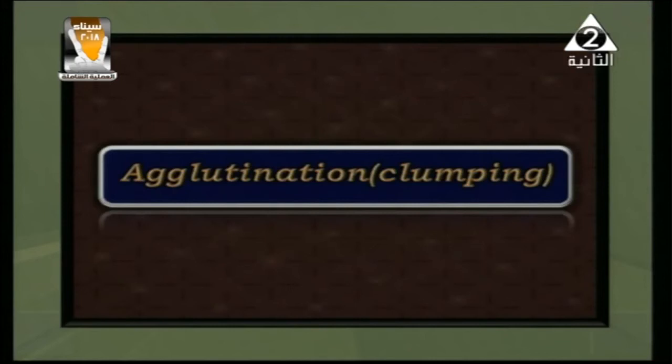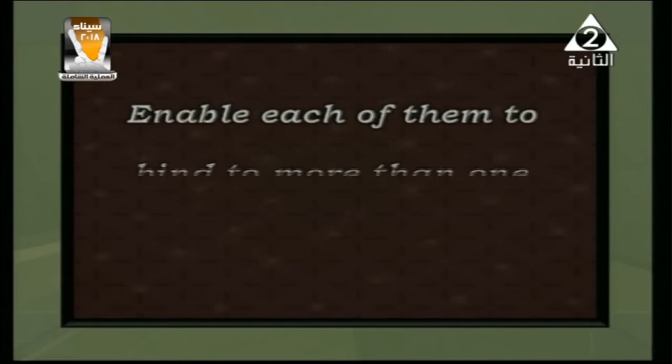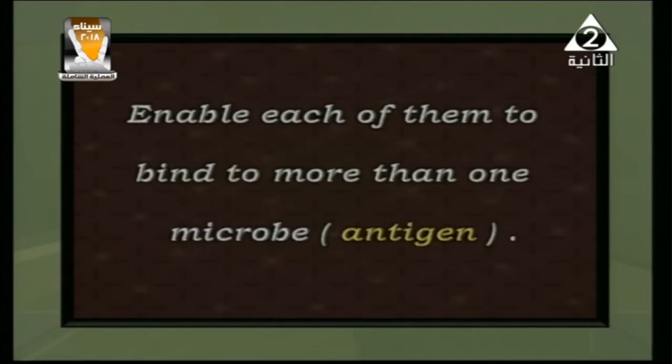Agglutination or clumping. We need to remember from the last episode that the antibodies are very specific, and we studied before different types like neutralization. Right now we're going to study the clumping of the antibody. Some antibodies such as immunoglobulin M, or IgM, have many antigen binding sites, more than 2 sites, so it gives the IgM the ability to bind to more than one microbe or more than one antigen.